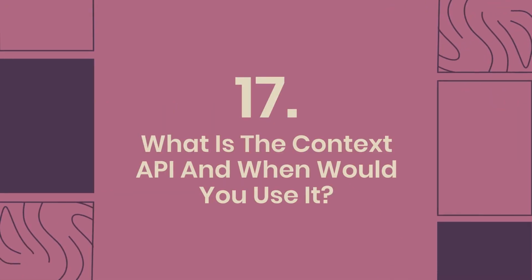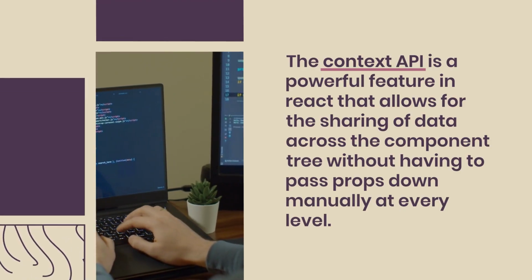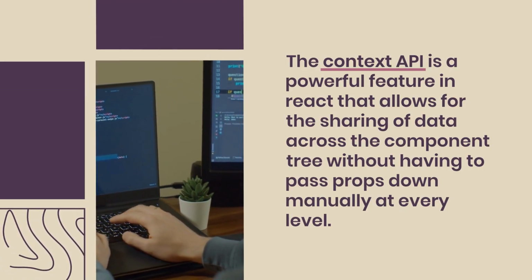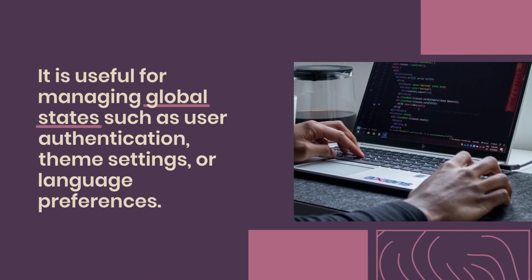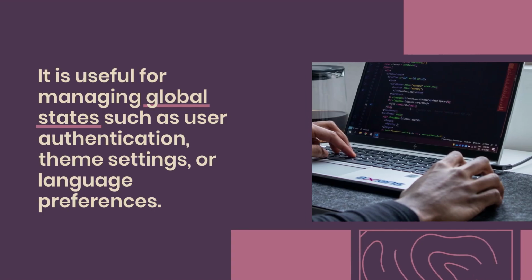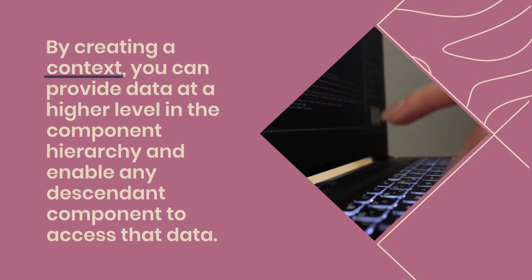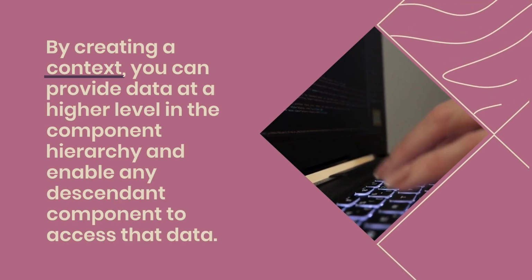17. What is the Context API and when would you use it? The Context API is a powerful feature in React that allows for the sharing of data across the component tree without having to pass props down manually at every level. It is useful for managing global states such as user authentication, theme settings, or language preferences. By creating a context, you can provide data at a higher level in the component hierarchy and enable any descendant component to access that data.